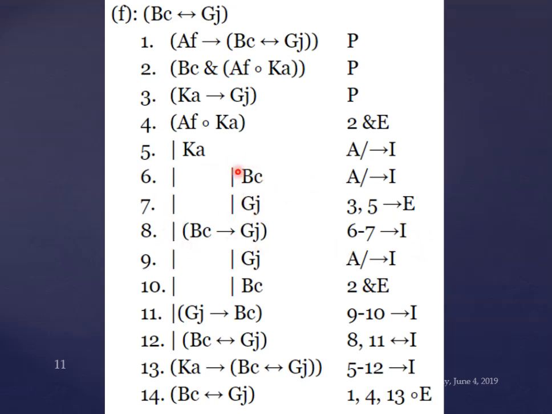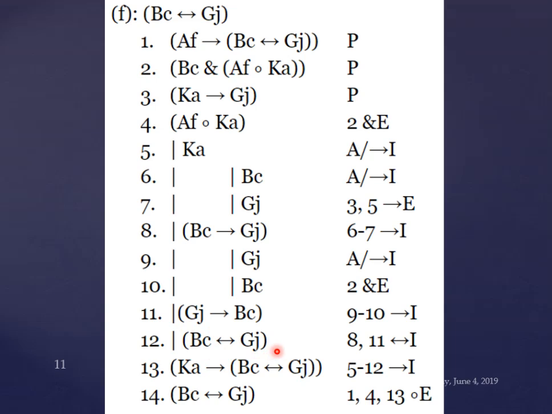From lines 6 through 7, I get my conditional, and then I have to create another conditional. I got to create this one. So I assume my antecedent in line 9. I eliminate for BC from line 2, and then I get 9 through 10. I stop that subderivation, move back to the left, and create my two conditionals. Now I have my two conditionals, and from 8 and 11, I can introduce the biconditional.